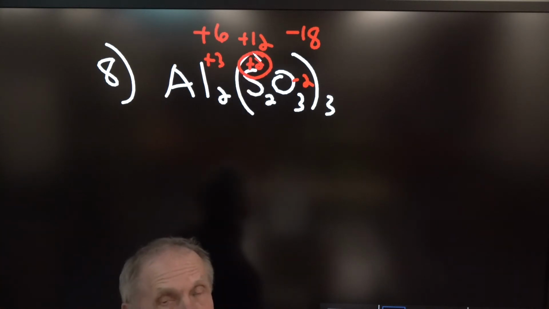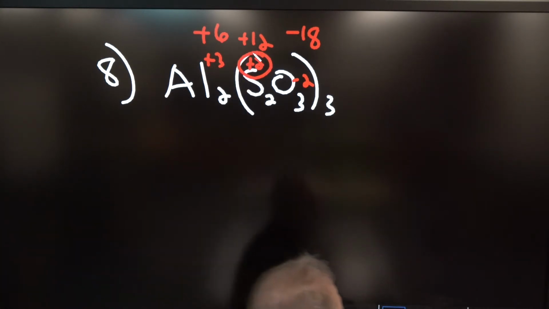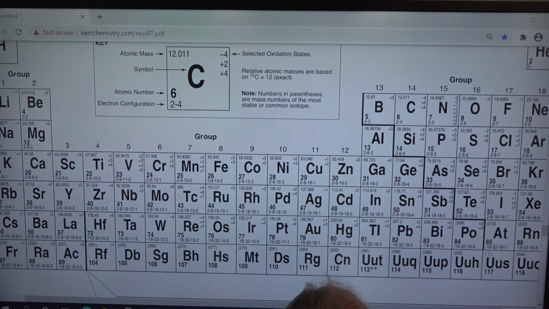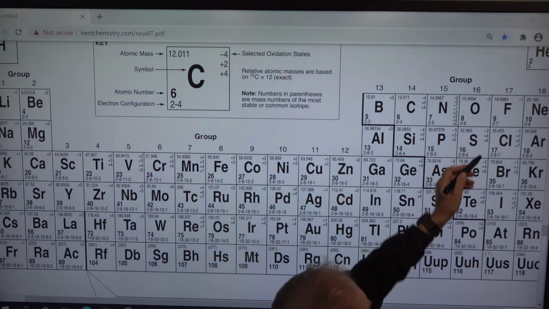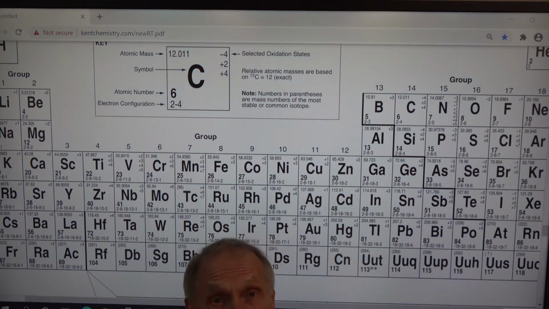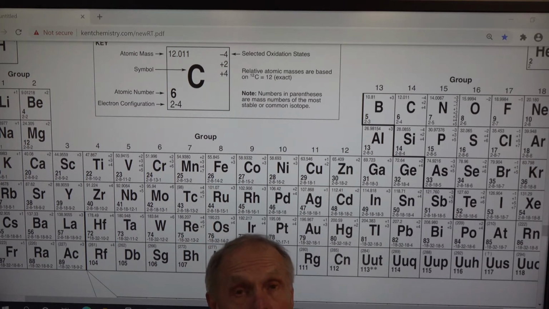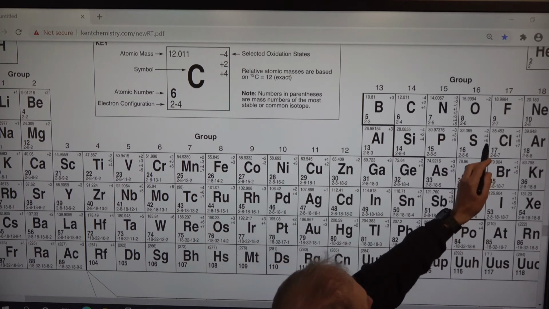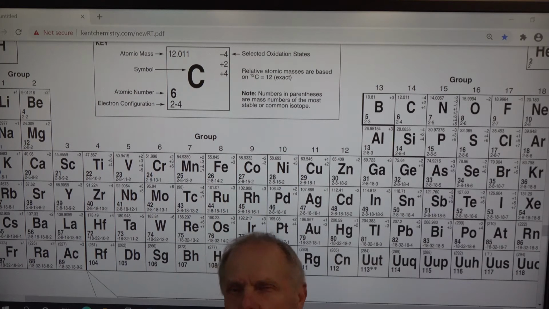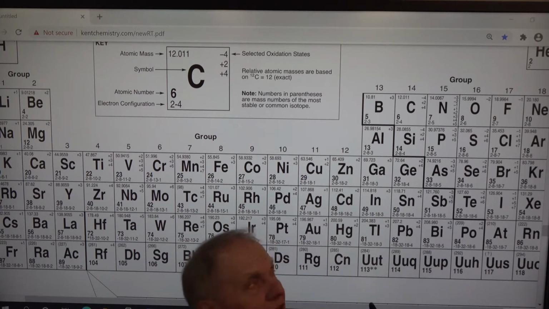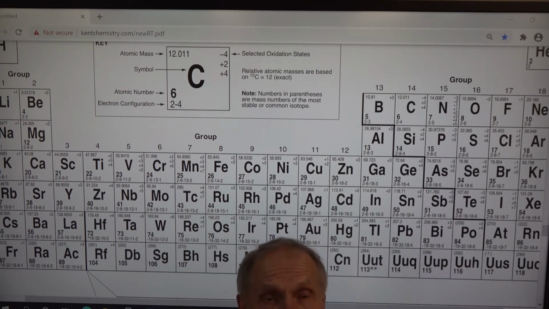So let's see if that works. S, if you look, it does not have a plus 2. It's got a minus 2, plus 4, and a plus 6. So that compound we just did probably won't be on any test or anything, since the sulfur's oxidation state is not on the reference table. Okay? All right, next one.